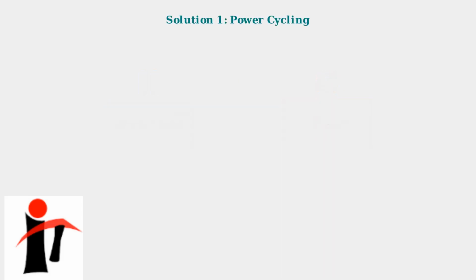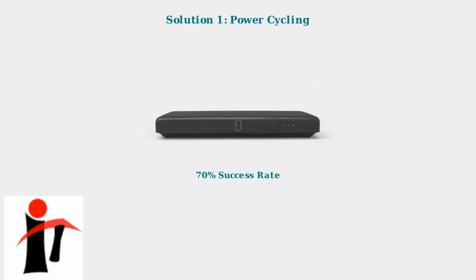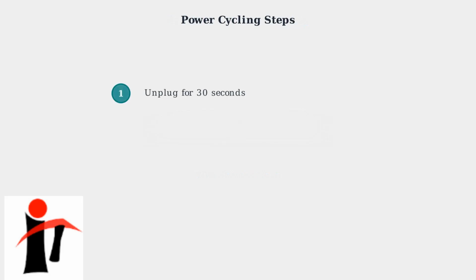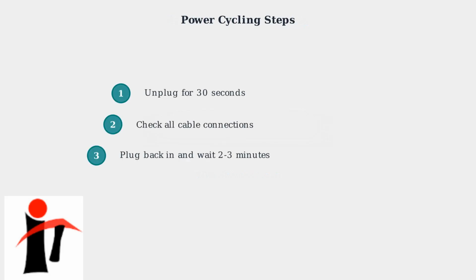The most effective first step is power cycling your EE box. This simple method resolves temporary freezing issues about 70% of the time. Here are the 3 simple steps for power cycling. First, unplug the EE box from the power outlet for 30 seconds. Second, ensure all cables are securely connected. Third, plug it back in and wait 2 to 3 minutes for a full startup.